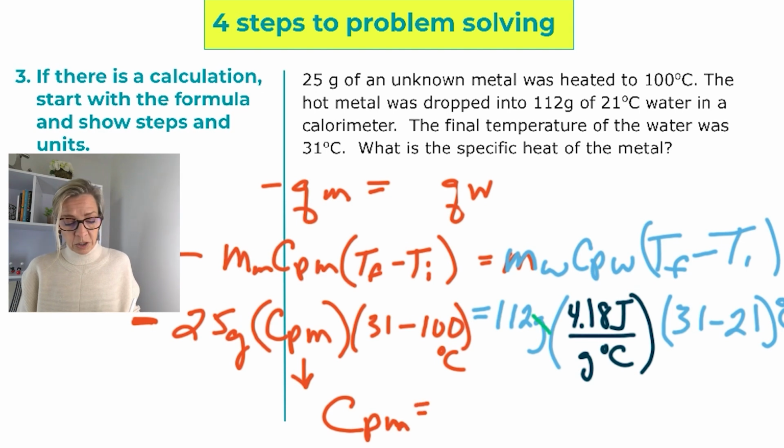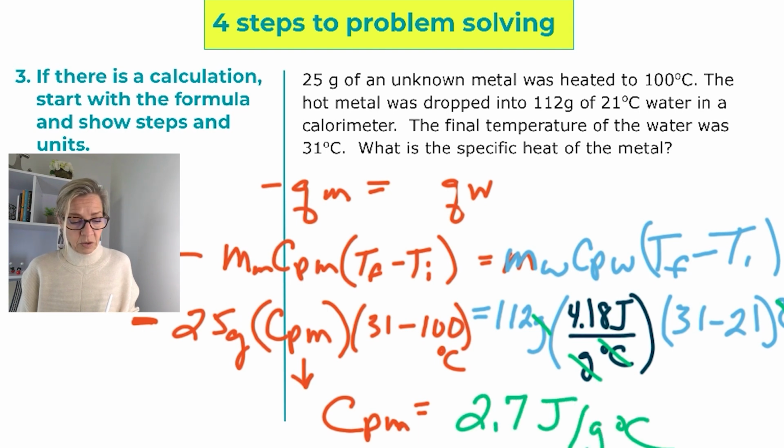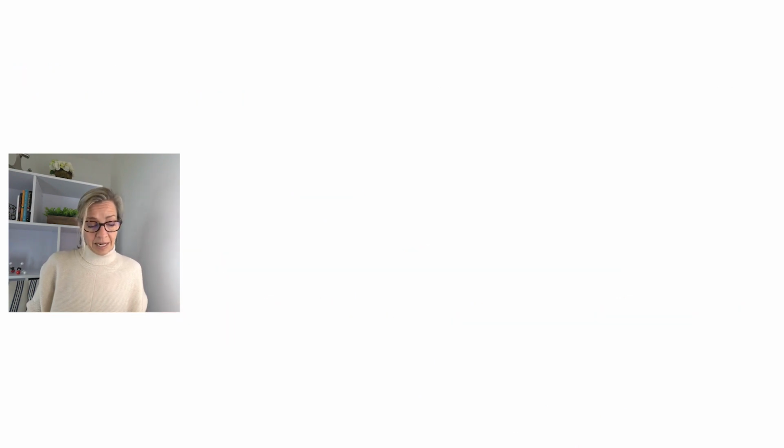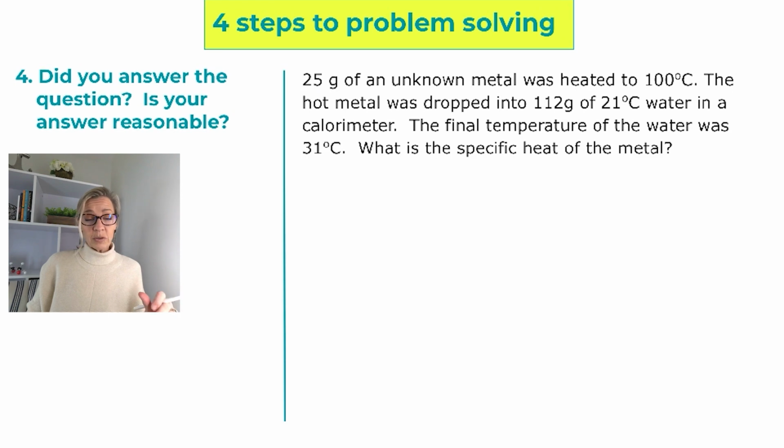And if you watch your units, right, the units are going to come out in joules per gram degrees C. And that's going to be 2.7 joules per gram degrees C. Okay? And so show your steps. Show the variables, and then plug in your numbers with units. And then the last step would be to solve.